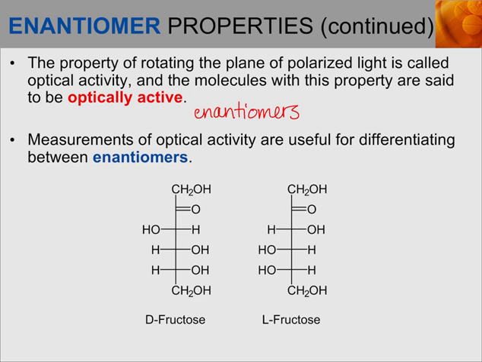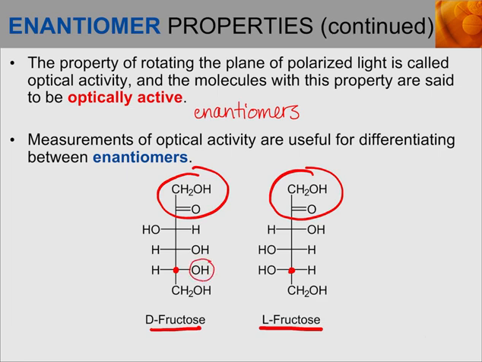Down below I have another example of enantiomers, D-fructose and L-fructose. Fructose actually has a ketone at the top instead of an aldehyde. And again, we just look at that second to last carbon on the bottom there to figure out if we have the D version or the L version. D-fructose has its OH group on the right, L-fructose has its OH group on the left.